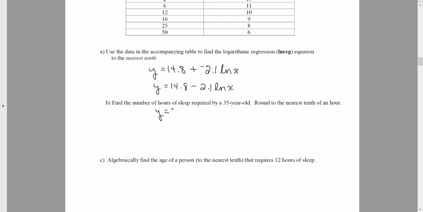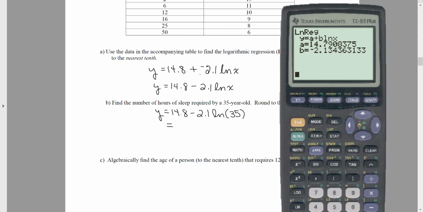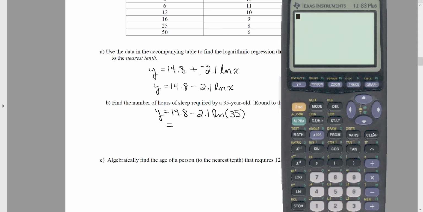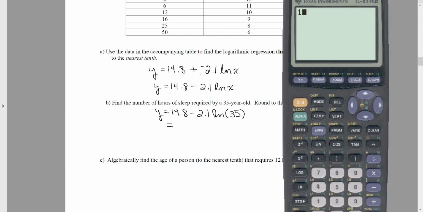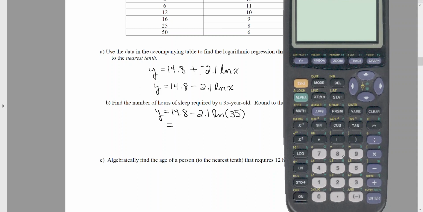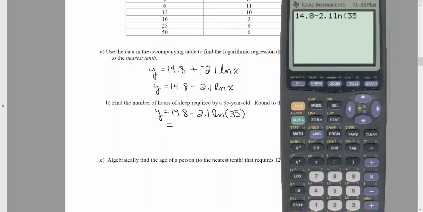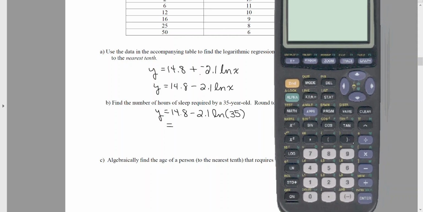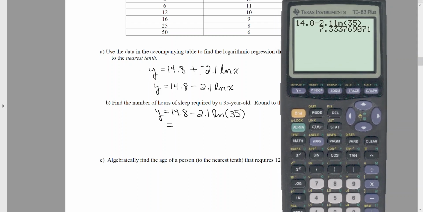So it's y equals 14.8 minus 2.1 natural log of 35. And then just type that into your calculator directly. Clear this out and do 14.8 minus 2.1 natural log of 35. Okay, so I just type that in. I'm going to close parenthesis and then hit enter. So it comes out to about what we thought it should be, about 7 hours or so.